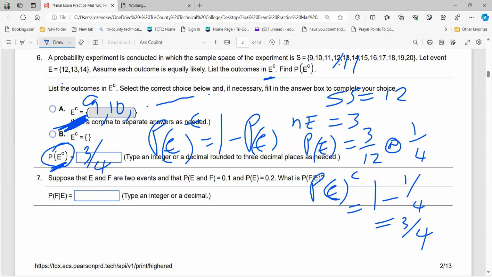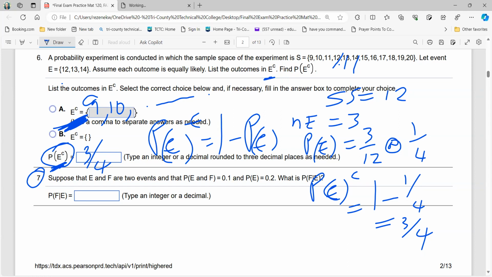Suppose that E and F, let's go to number 7. I started from number 1, so let me keep on doing that. We still have time. Suppose that E and F are 2 events and that the probability of E and F is equal to 0.1 and the probability of E is 0.2. What is the conditional probability of F given that E happened first?